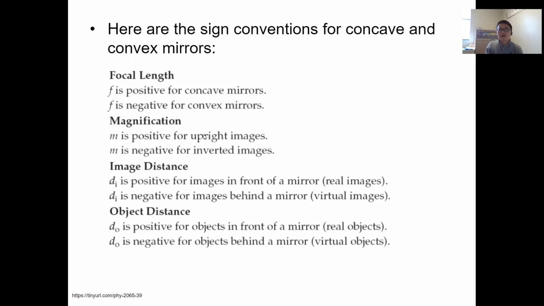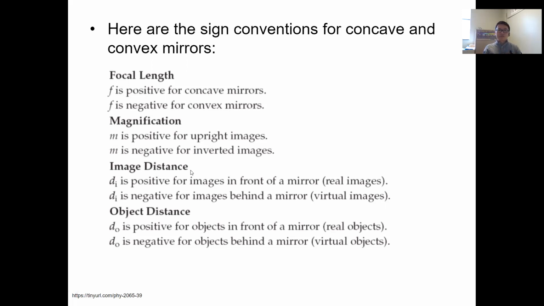Magnification is positive for upright images. It's negative for inverted images. So in that sense, HI will be positive for the upright image, and HI will be negative for the inverted image.